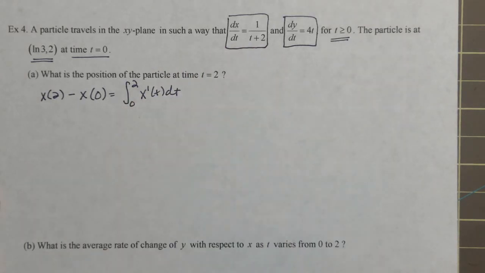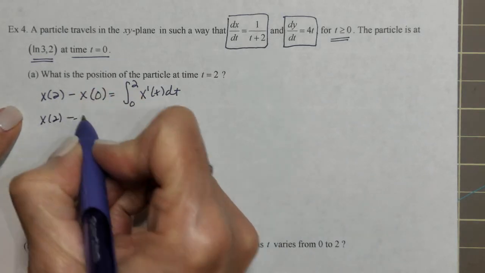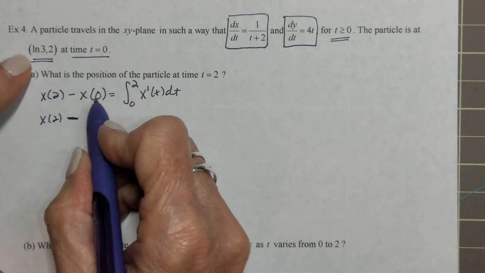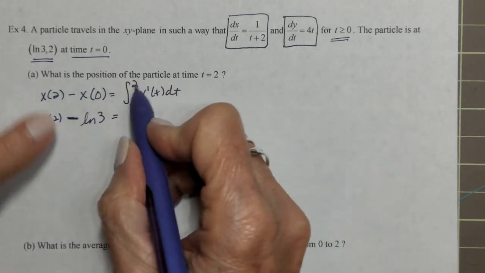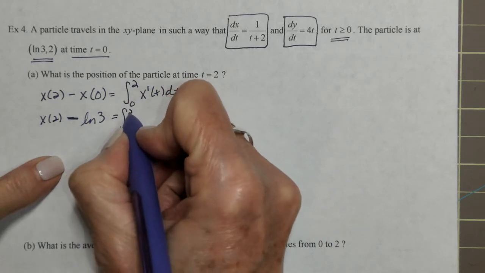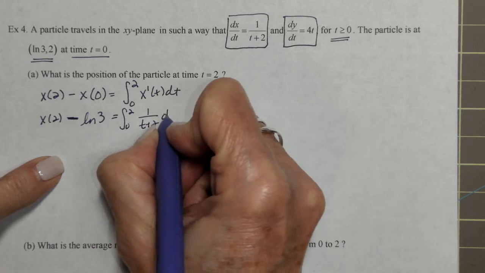Fundamental theorem, right? It's been a little while since we used the fundamental theorem. We're going to be using it a little bit more this unit. All right, so we're looking for x of 2. We know that x of 0 is ln of 3, and we know that x prime is dx/dt, which is 1 over t plus 2.